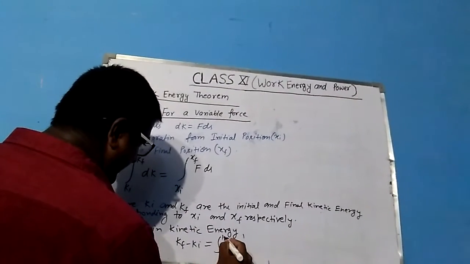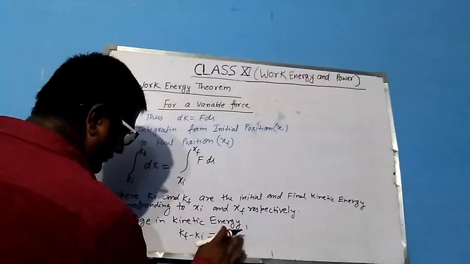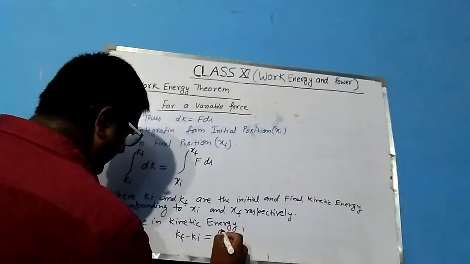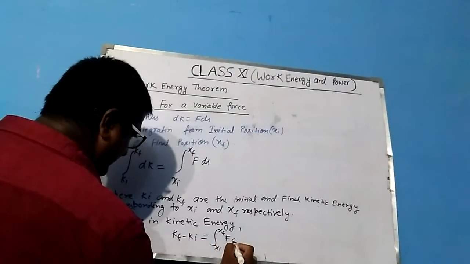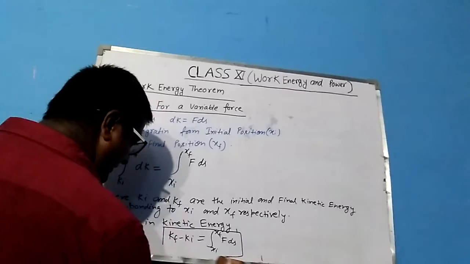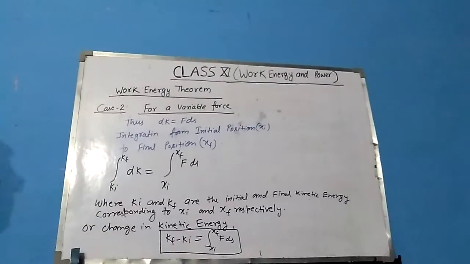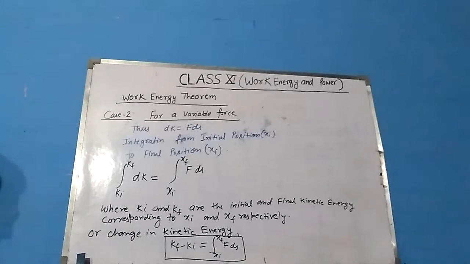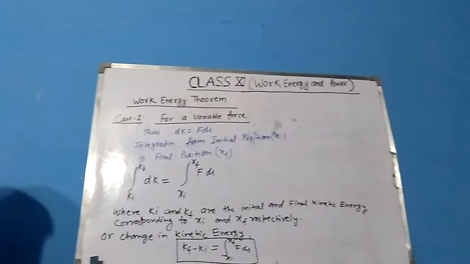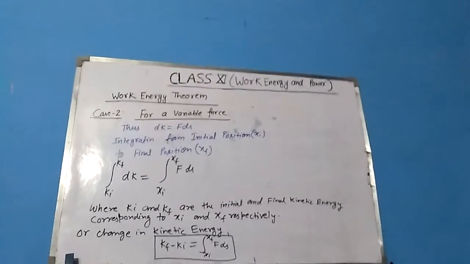Kinetic energy initial, kinetic energy final, FDS. So already KF minus KI, XI minus XF, FDS. So this is the relation of the variable force work energy theorem. After this we have to go for the power, then go for the potential energy.